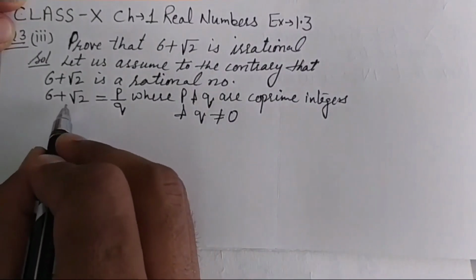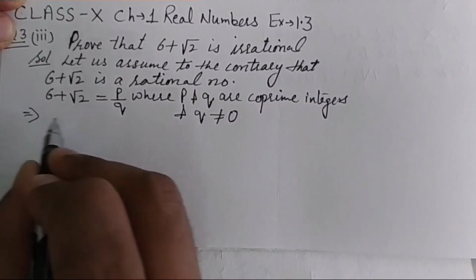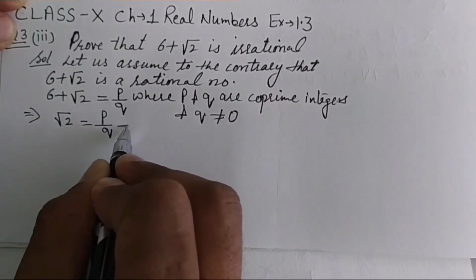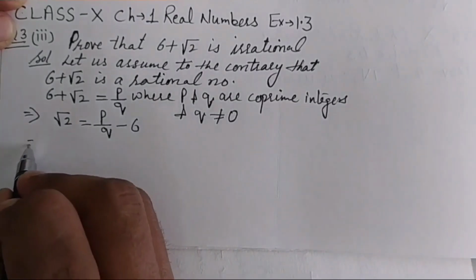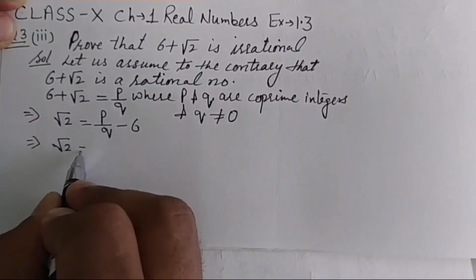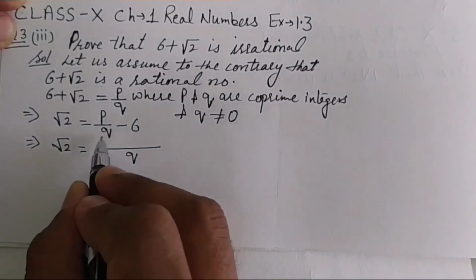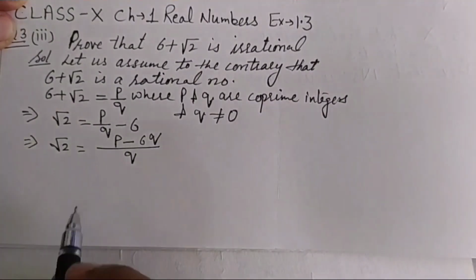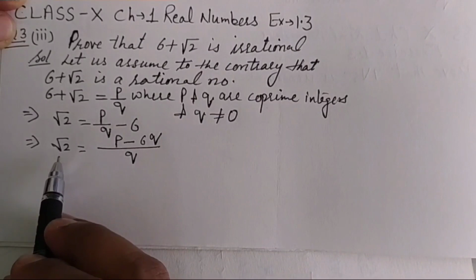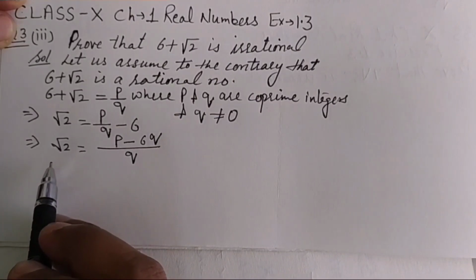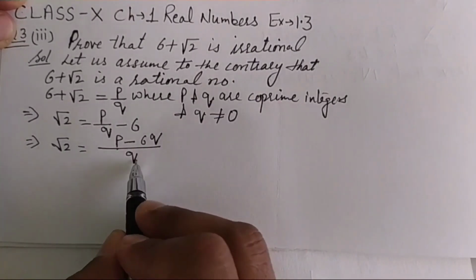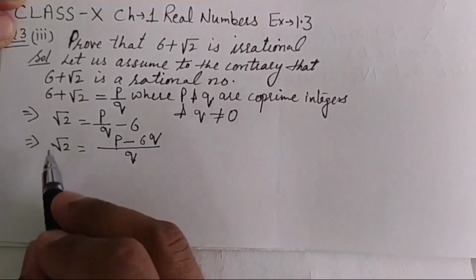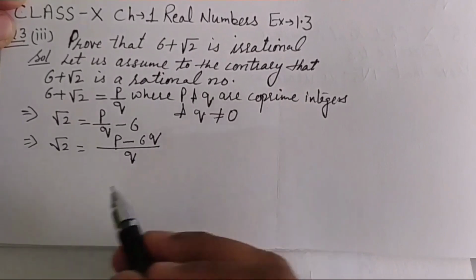Now we take 6 to the other side. So it becomes root 2 is equal to P over Q minus 6. Now on the right hand side we can take LCM as Q. So it becomes P minus 6Q over Q. Here, root 2 is an irrational number, which we have proved earlier, and P, Q, 6 are all integers, so this is a rational number.